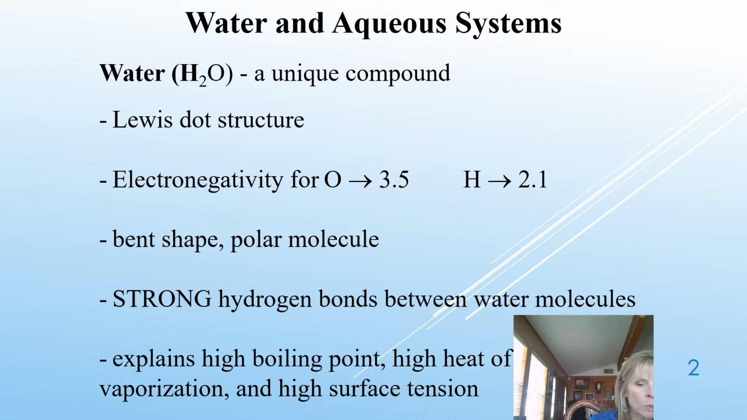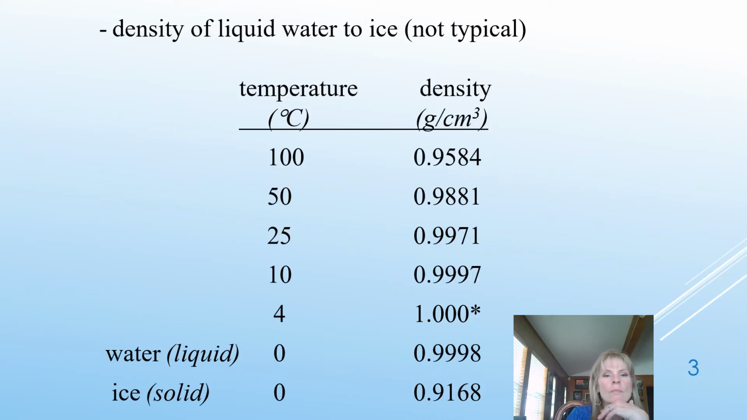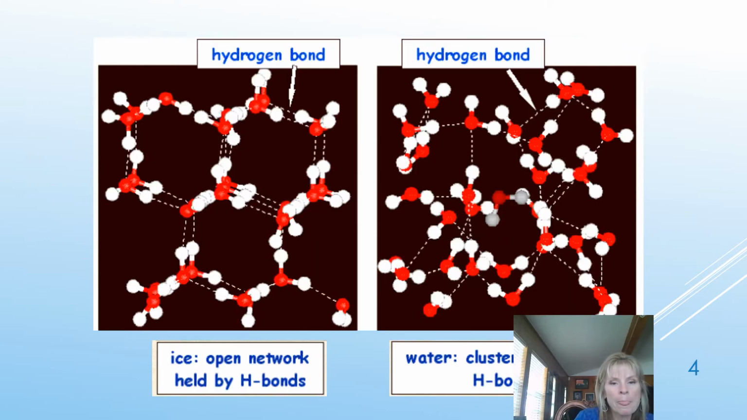And that is what explains the high boiling point, high heat of vaporization, and high surface tension, those things that we talked about in class. We talked about how the density of water is different when it's a solid rather than when it's a liquid. It tends to be more dense at that 4-degree temperature and not so dense as it turns into a solid, if you notice up here.